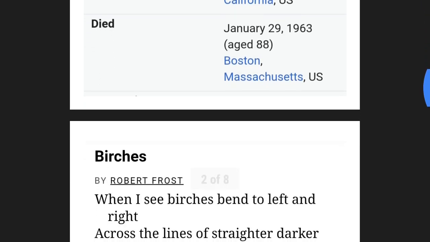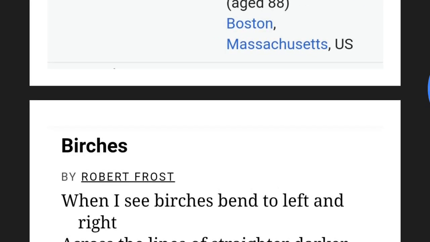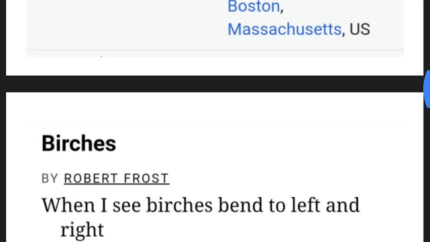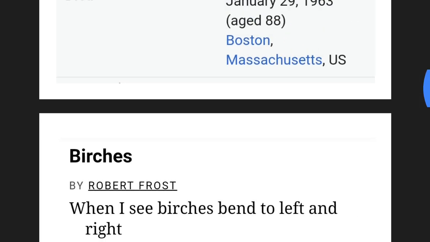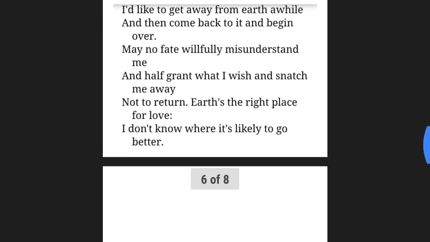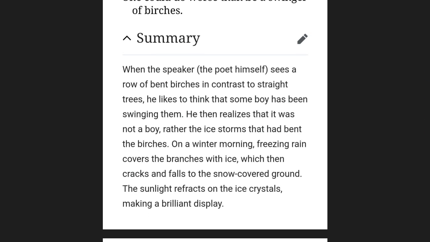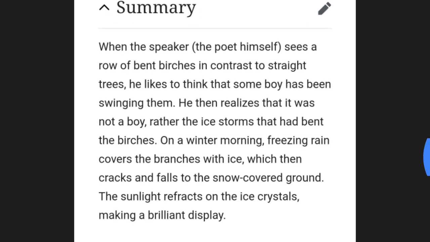Now Birches by Robert Frost. So let's read the basic theme of the poem first before we begin with the text of the poem. So let's go to the basic theme and what the poem is all about first, and let us have a look at the summary of this poem, which is right now on your screen.